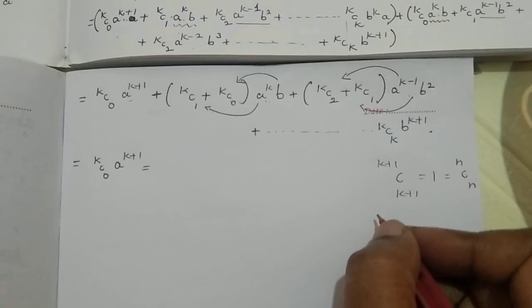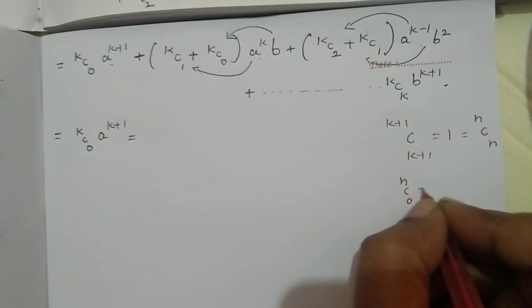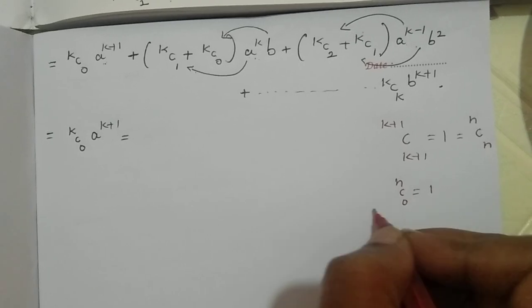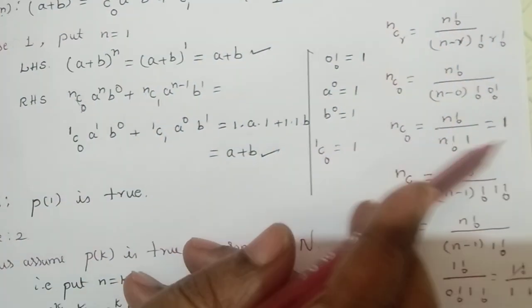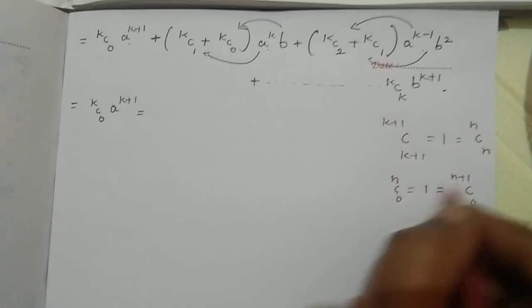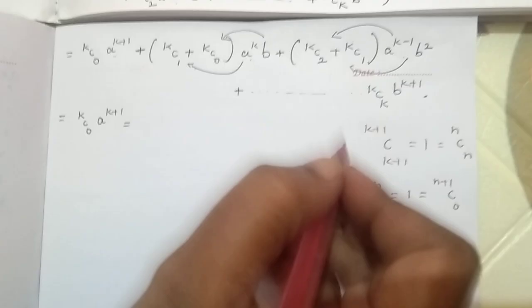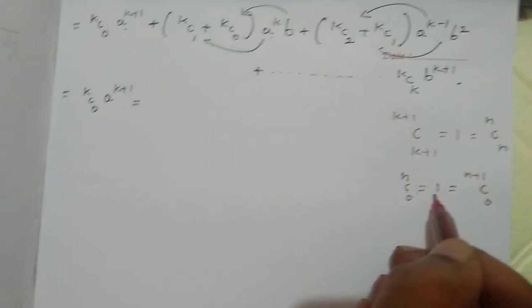This is one formula. Another formula is nC0. The nC0 value is 1; we have already shown how. In the same way, n plus 1 C0 is also 1. If you want, you can prove it by the same method, and you will get the same answer.